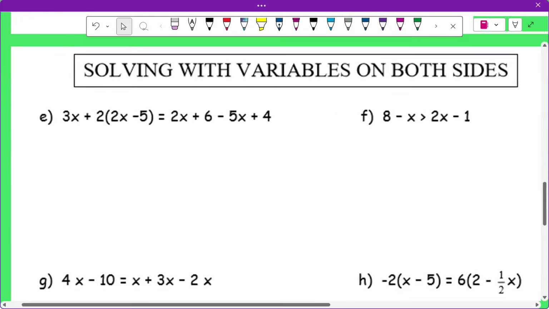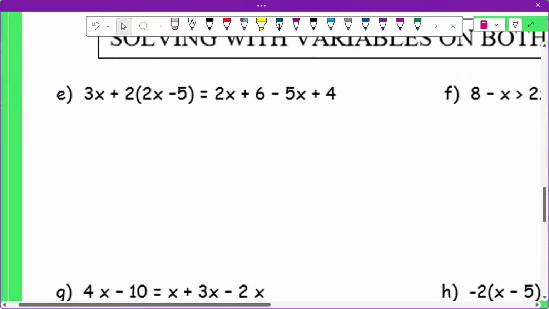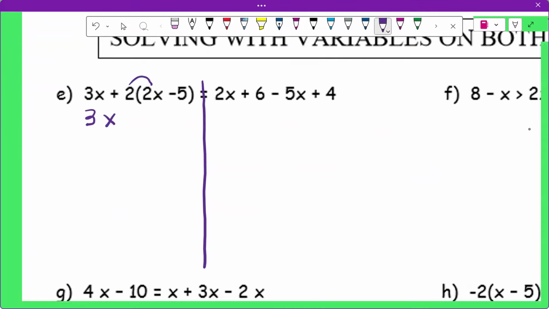Now, students will look at a problem like E and get overwhelmed, but you know all the skills to do this problem. The first thing we're going to do is distribute and combine like terms where we can. So the 3x comes down, we'll distribute the 2. So we have plus 4x minus 10.